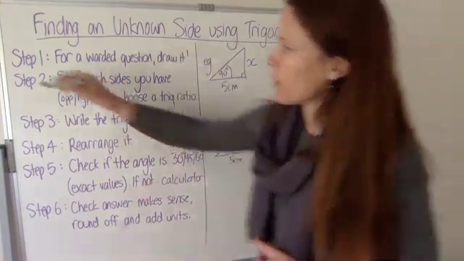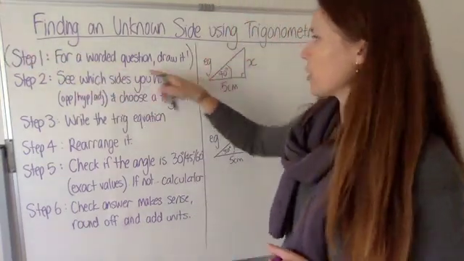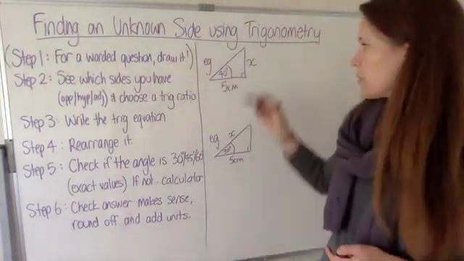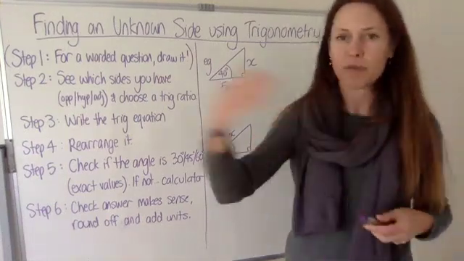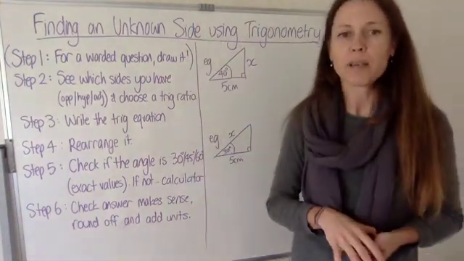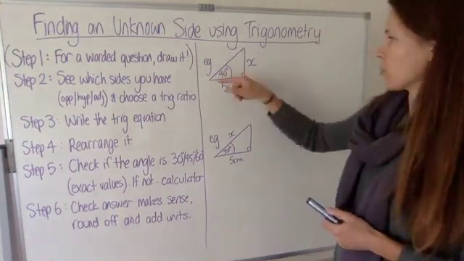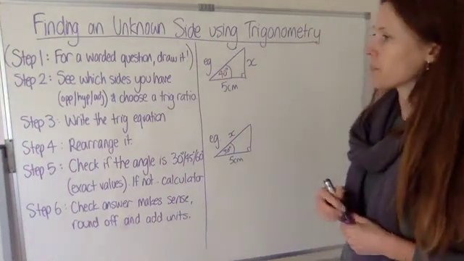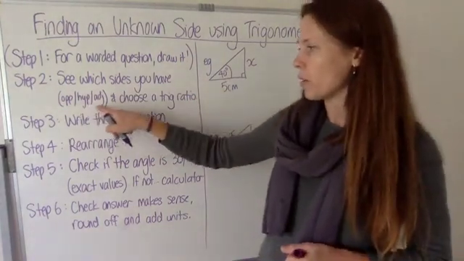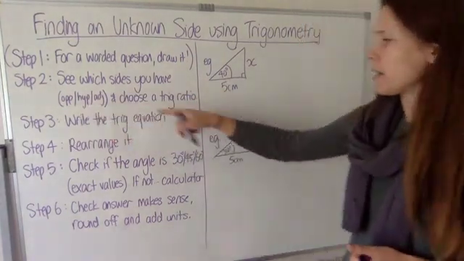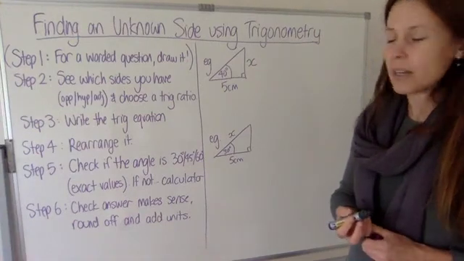Now, step 1 may or may not be necessary. For a worded question, draw the triangle. If you're given the triangle, you're ready to go. But if you're asked about the distance from a flagpole or a cliff or something like that, then start by just doing a really simple triangle every time. Step 2, see which sides you have. Have you got the opposite, hypotenuse or adjacent side? And choose which trig ratio you're going to need.